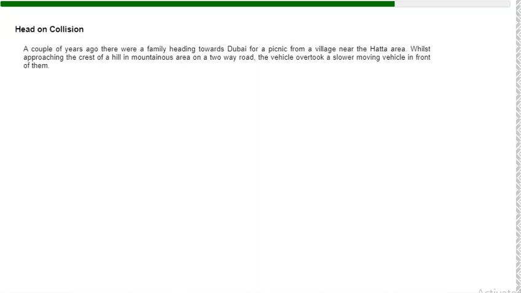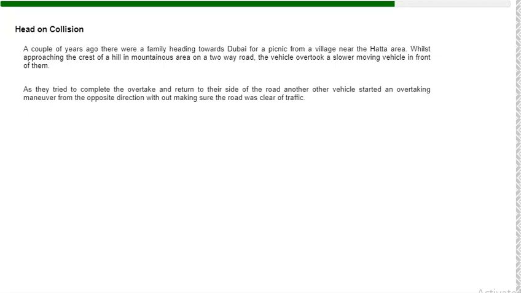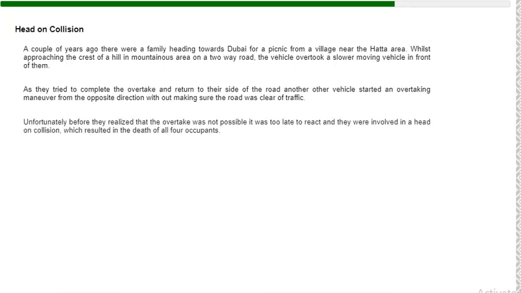Head-on collision. A couple of years ago there was a family heading towards Dubai for a picnic from a village near the Hatta area. Whilst approaching the crest of a hill in mountainous area on a two-way road, the vehicle overtook a slower-moving vehicle in front of them. As they tried to complete the overtake and return to their side of the road, another vehicle started an overtaking maneuver from the opposite direction without making sure the road was clear of traffic. Unfortunately, before they realized that the overtake was not possible, it was too late to react and they were involved in a head-on collision, which resulted in the death of all 4 occupants.